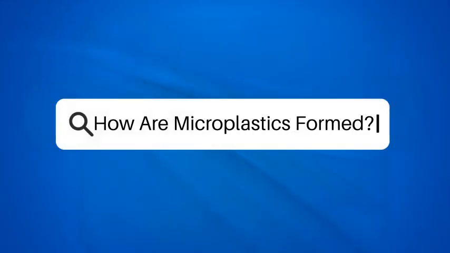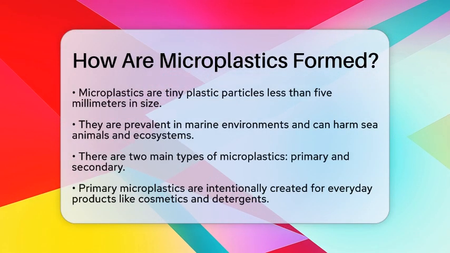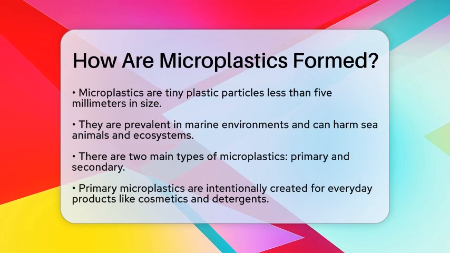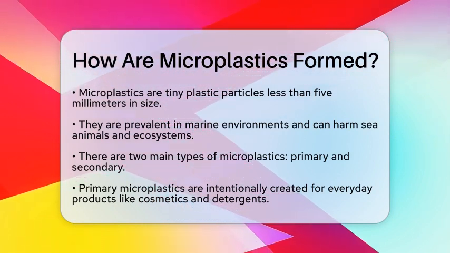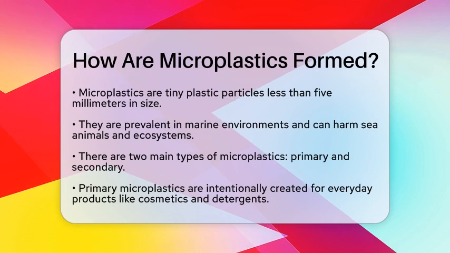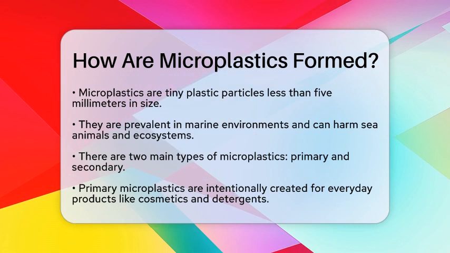How are microplastics formed? Have you ever wondered how those tiny bits of plastic end up in our oceans? Microplastics are small plastic particles measuring less than 5 millimeters. They can be found everywhere, especially in marine environments, where they can harm sea animals and underwater ecosystems.